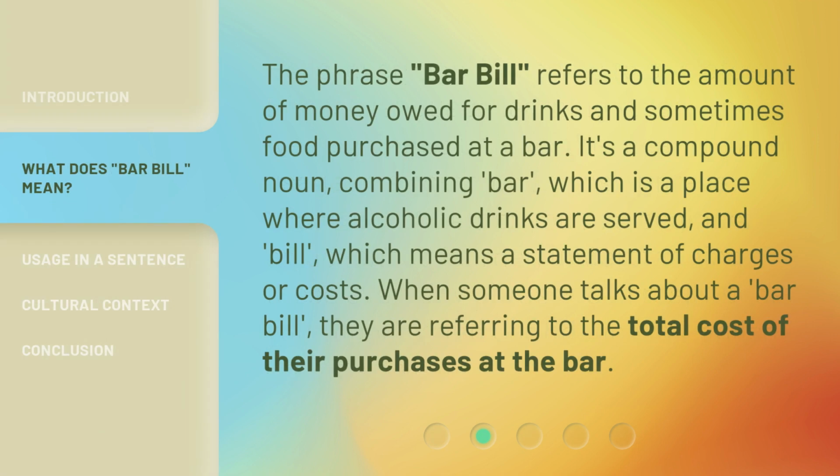The phrase "bar bill" refers to the amount of money owed for drinks and sometimes food purchased at a bar. It's a compound noun, combining "bar," which is a place where alcoholic drinks are served, and "bill," which means a statement of charges or costs. When someone talks about a bar bill, they are referring to the total cost of their purchases at the bar.